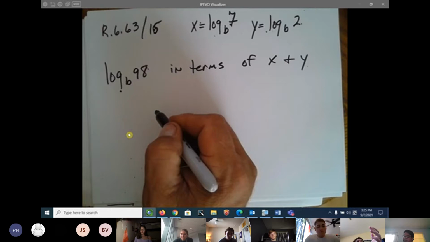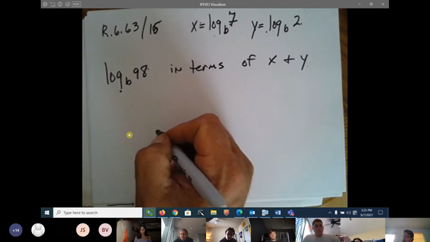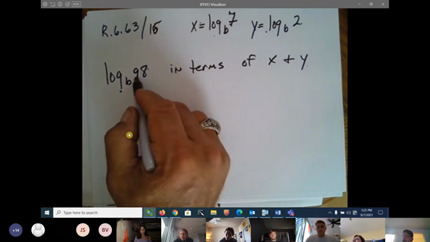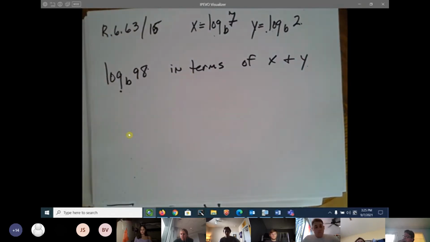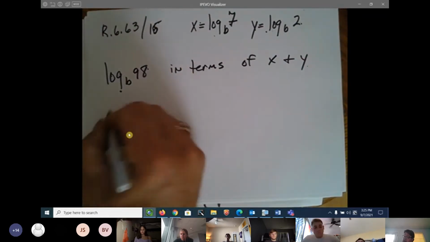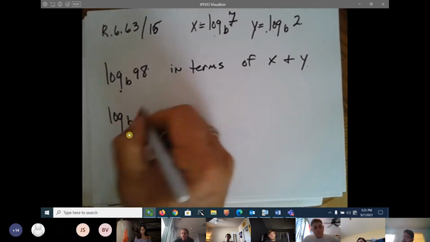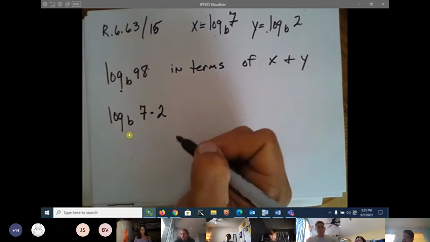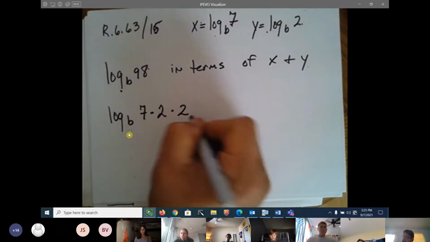98, I don't think, is a perfect square. It's not a perfect cube. So I'm just going to see if 7 will go in there. Yeah, 7 will go into 98, 14 times. So log base b of 7 times 2 times 2.